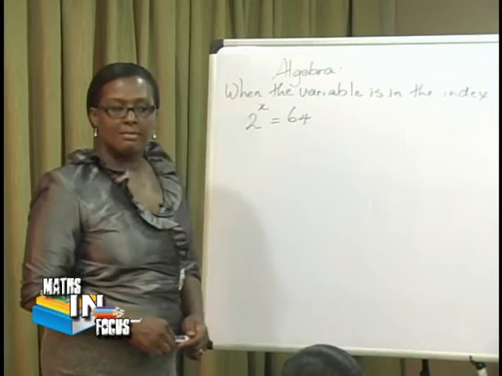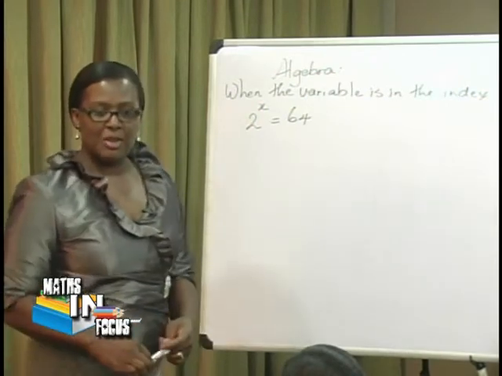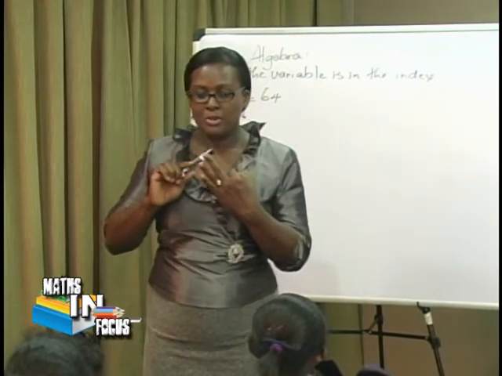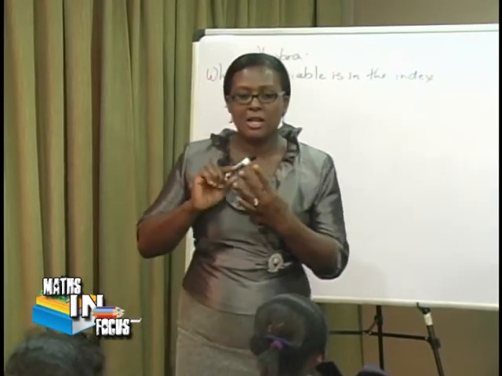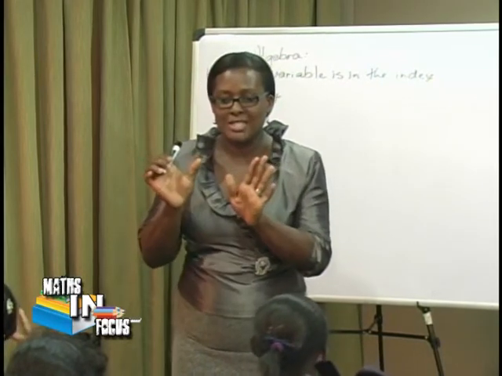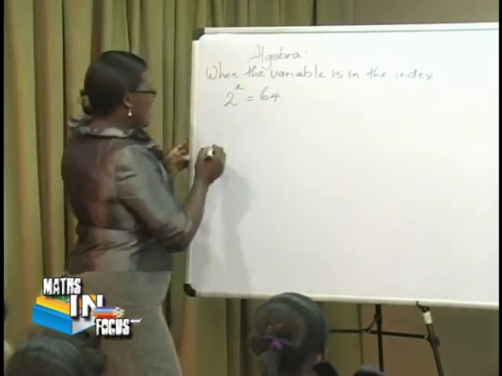5 times. Matthew says 5 times. You agree with him, Maria? No. What do you think? 6 times. Now let us check. 2 2s are 4. 4 2s are 8. 8 2s are 16. 16 2s are 32. 32 2s are 64. Now let's put them on the board.